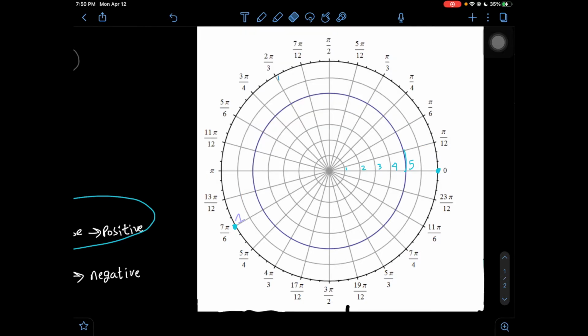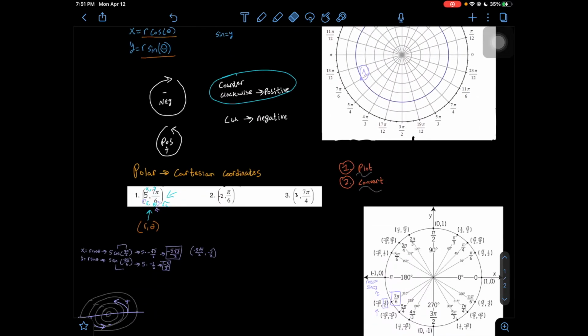So that's going to be our first point. We can just label it for letter 1. And so we're going to go in a counterclockwise direction and we're going to get to 7 pi over 6. And we said it's on the 5th radius. And we said the 5th radius is this blue line on our graph. And this is 7 pi over 6. And that is for question number 1. So we can just denote it with the number 1. So now let's go ahead and do problem 2.